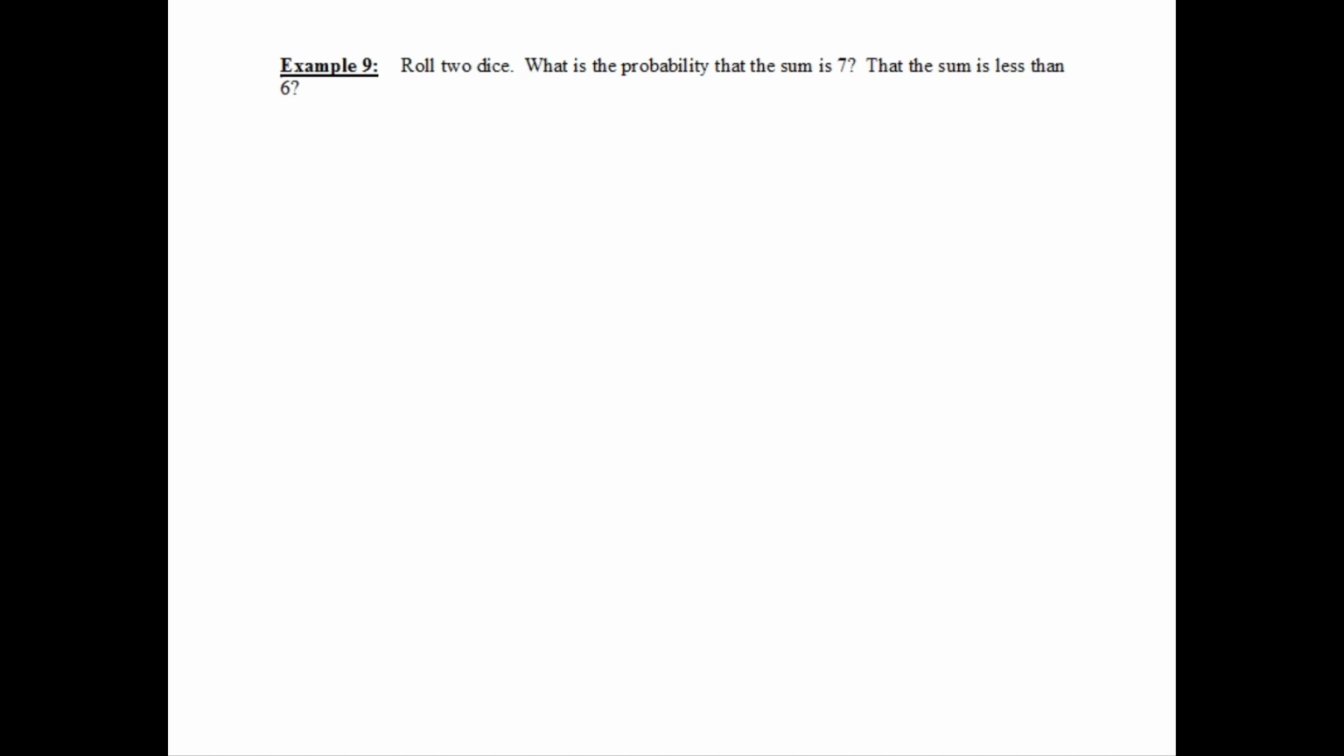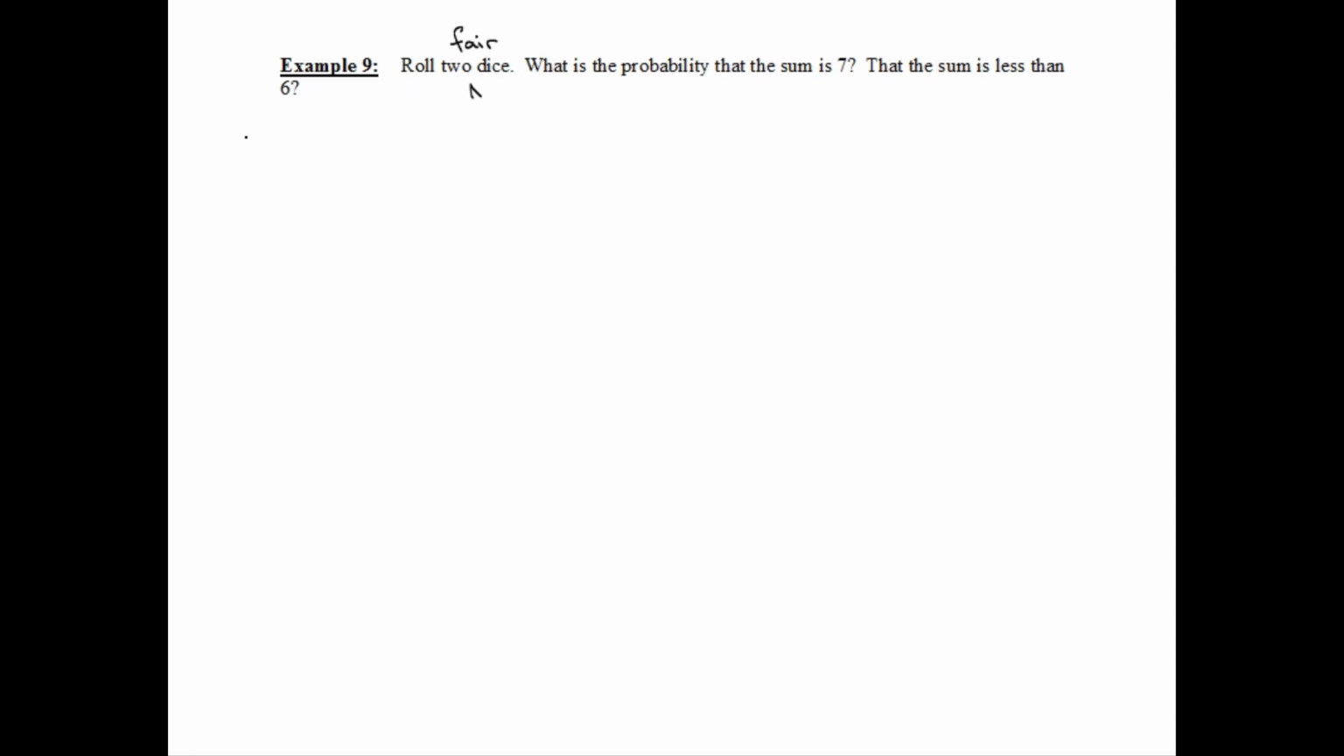Okay, let's do some more examples that involve probability. Let's start with this one. Let's suppose that we roll 2 dice, and let's assume these are fair dice, so that all outcomes are equally likely. What is the probability that the sum is 7? We also want the probability that the sum is less than 6.